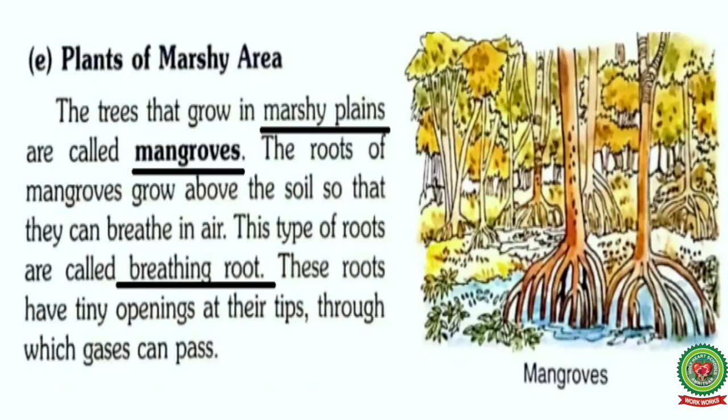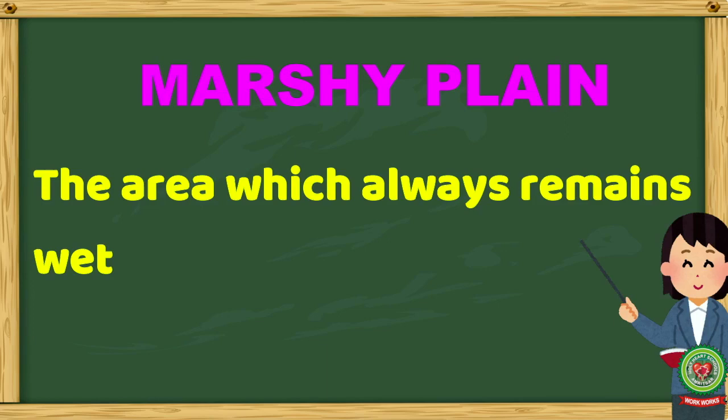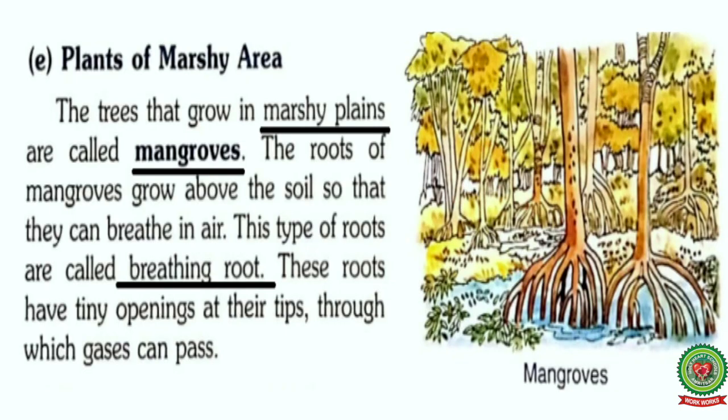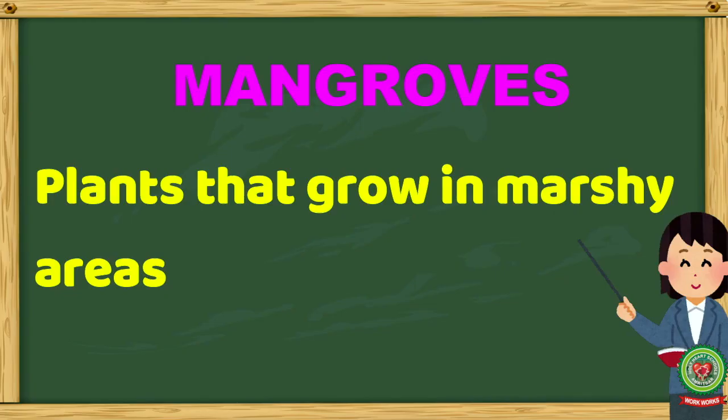The plants of marshy area. The trees that grow in marshy plains are called mangroves. So, underline the word marshy plain and write down its meaning: the area which always remains wet. Underline the word mangroves and write down its definition: plants that grow in marshy areas.